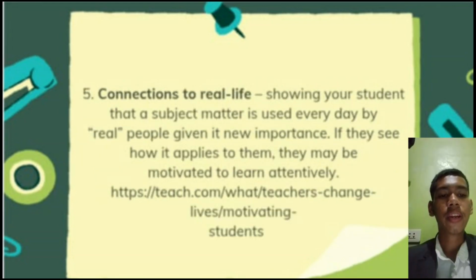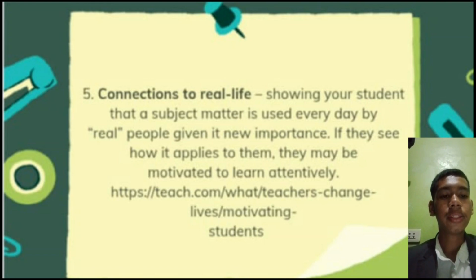The next is connections to real life. Showing your students that a subject matter is used every day by real people gives it a new importance. If they see how it applies to them, they may be motivated to learn attentively.